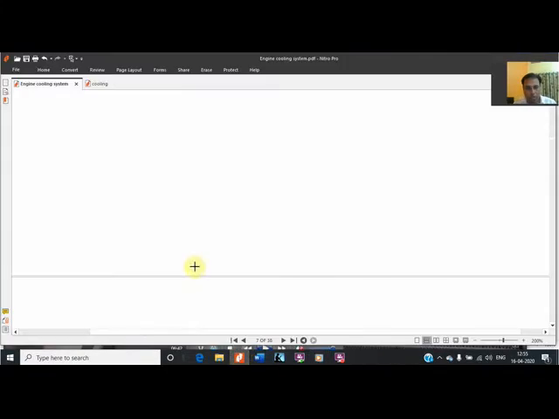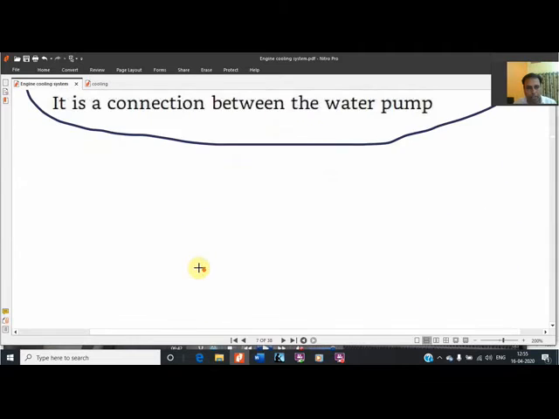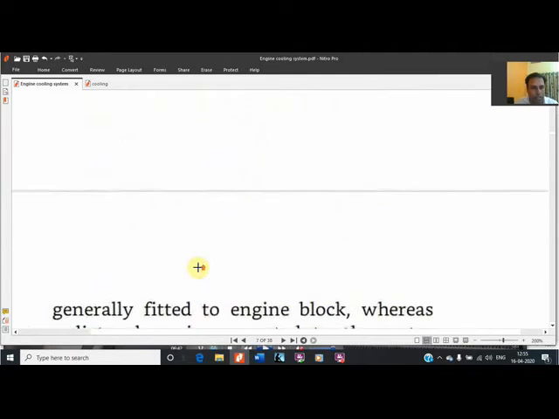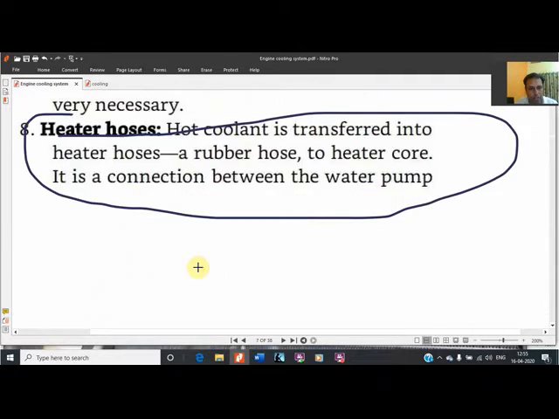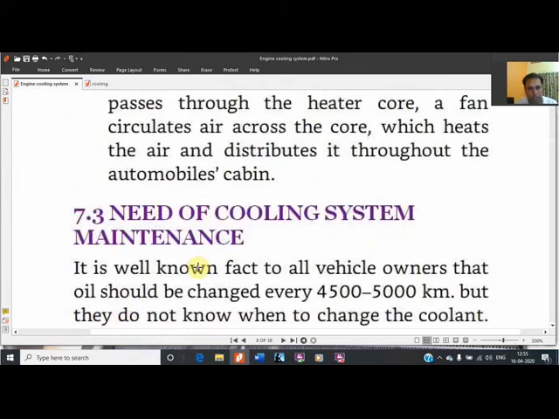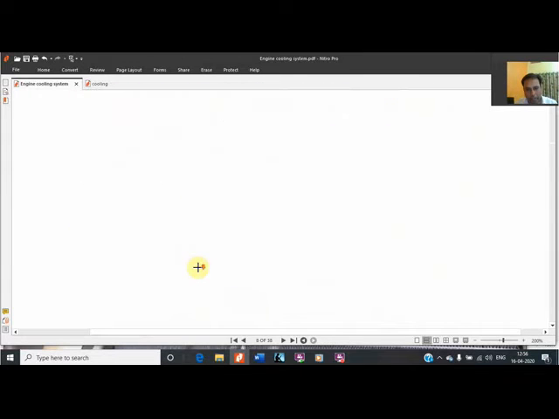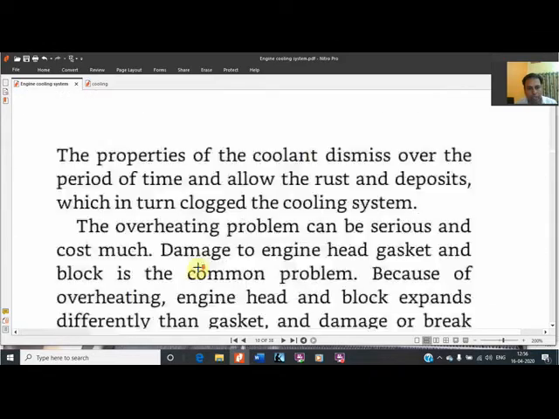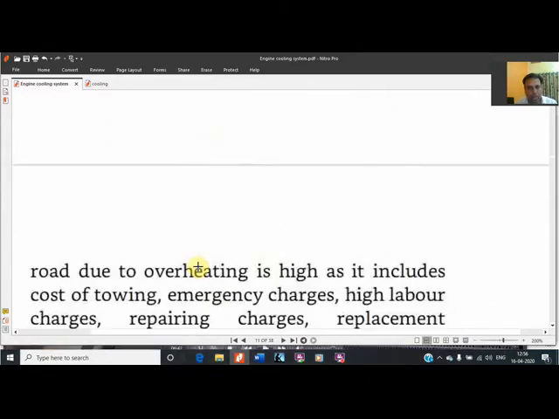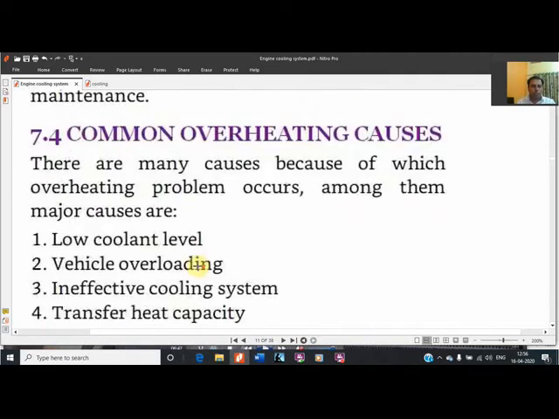Now if we move towards the theory itself, one by one all the parts are covered, and the pump is also covered. Now we will go through what else the systems are there, because of the need of cooling system maintenance, what maintenance they are doing, and what systems they are using for maintenance of the cooling system.